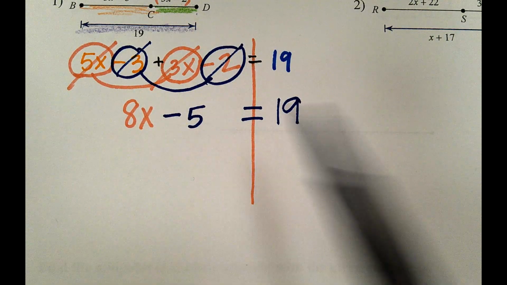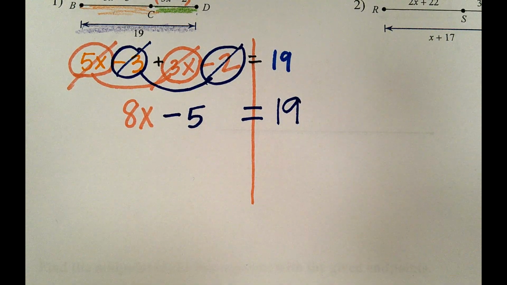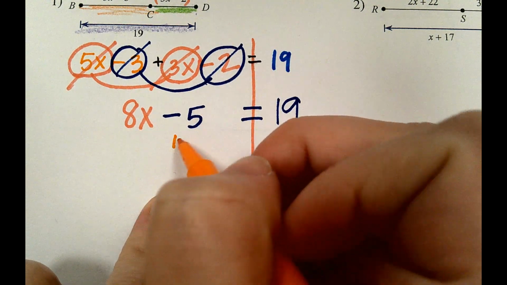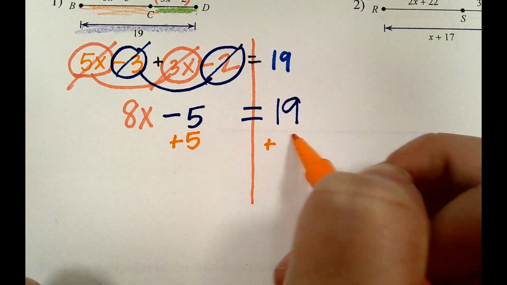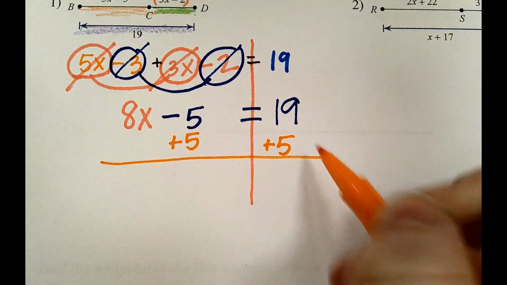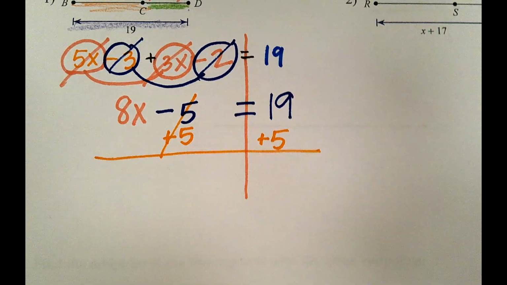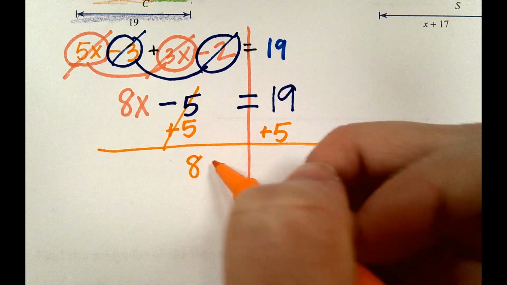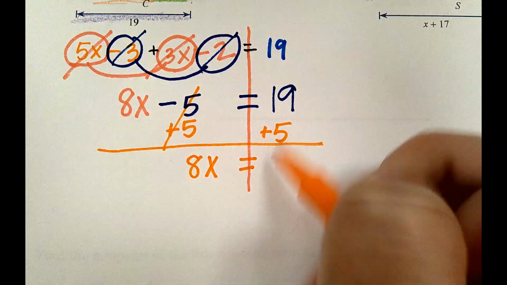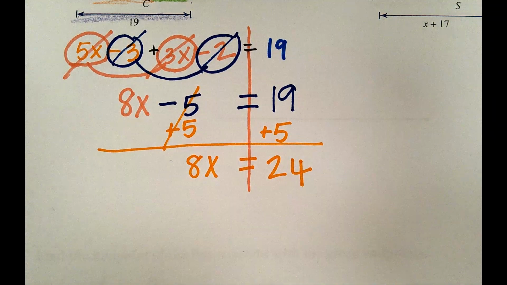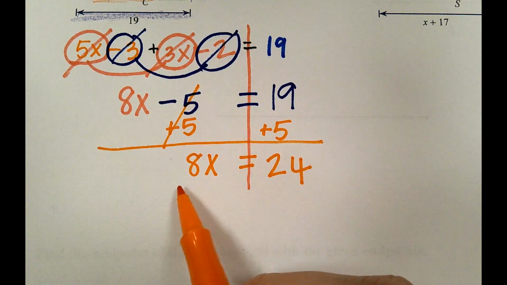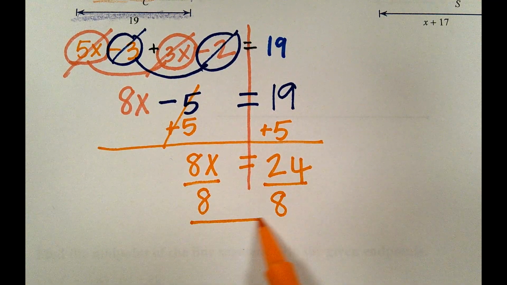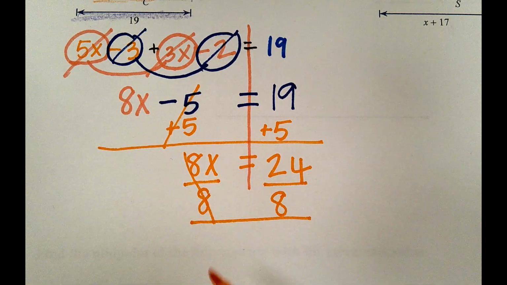You add 5 on each side. So we're going to add 5 to both sides, and that will cancel our 5. That gives us 24. I'll bring everything down: 8x equals 24. And then you divide by 8, and your x equals 3. Beautiful.